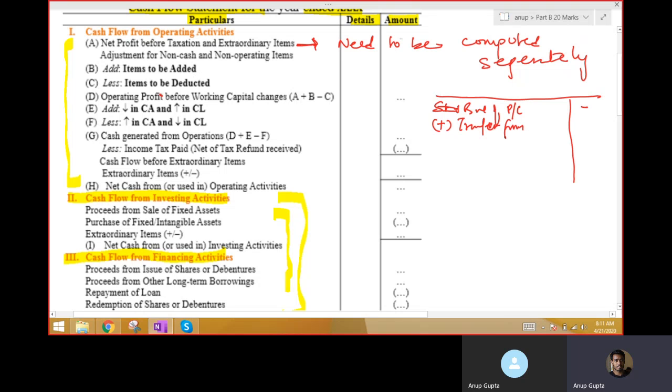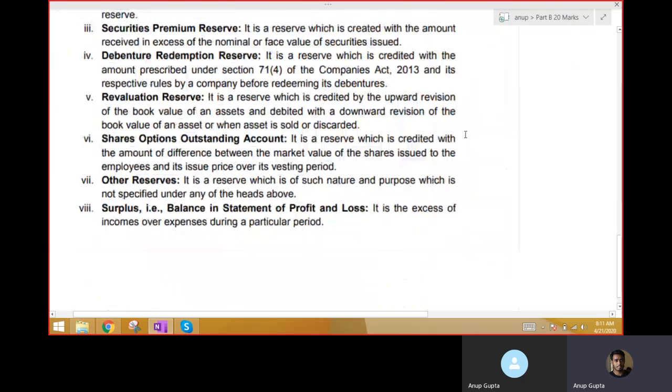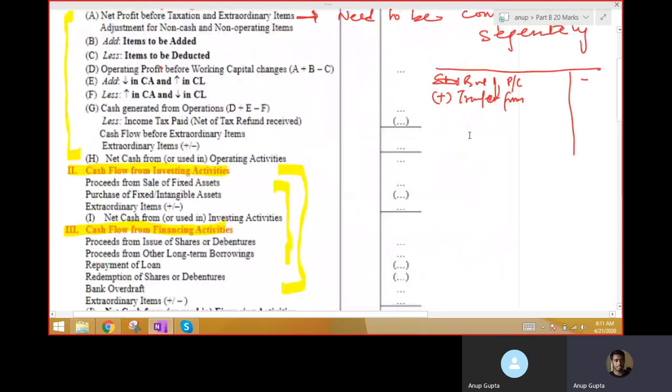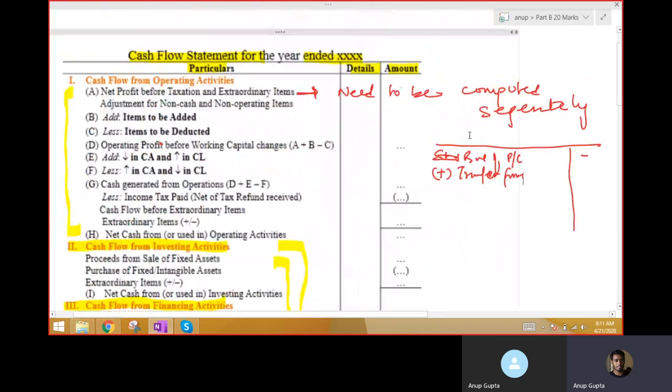Transfer to reserve means, in the balance sheet, there is current year and previous year for the reserve. So the difference between the two, say for example, in the previous year it was 10 lakh and in the current year it is 12 lakh. So how much have you transferred? There is an increase of 2 lakh. So this 2 lakh is transferred from the profit itself, and that transfer to reserve will be added to get the net profit before tax.